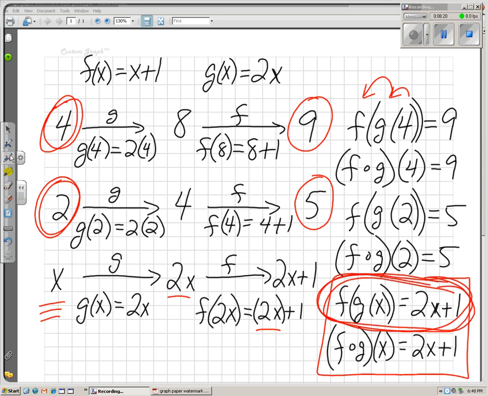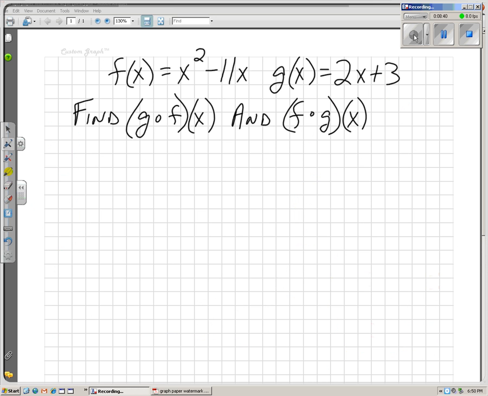So there's 2 ways of working this problem. You can either put the number in first and run it through both functions, or you can work out your composite functions, put your x in first, work it out, figure out what the composite function is, and then put your number in. Either way, it's fine. You'll get the same answer.